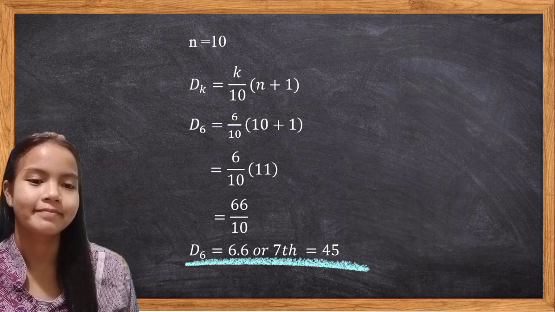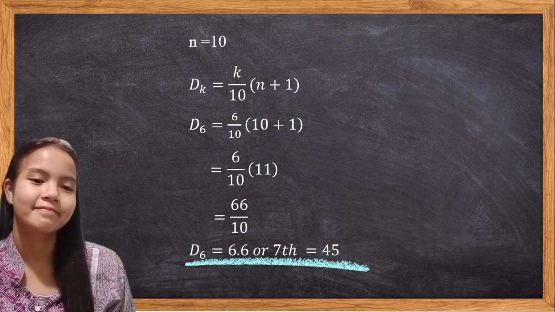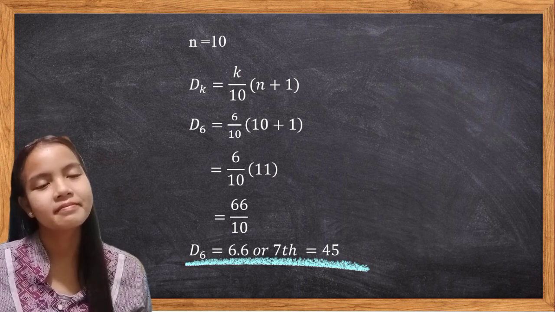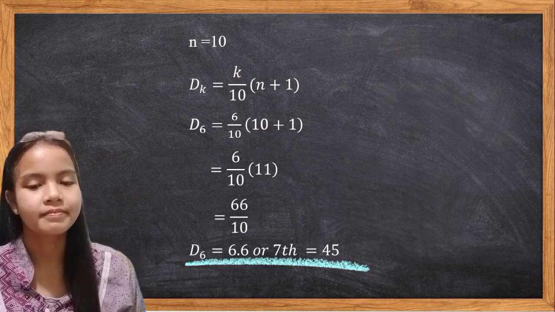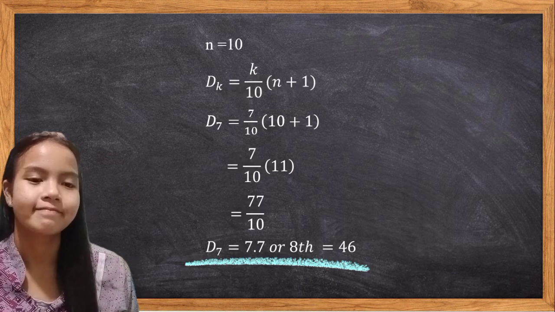Decile 6: n is also equal to 10, so we need to use the formula. d sub 6 is equal to 6 over 10 times 10 plus 1, which is equal to 6 over 10 times 11. It will become 66 over 10, so d sub 6 is equal to 6.6, or the 7th position, which is equal to 45.